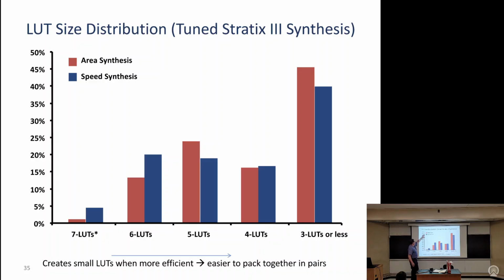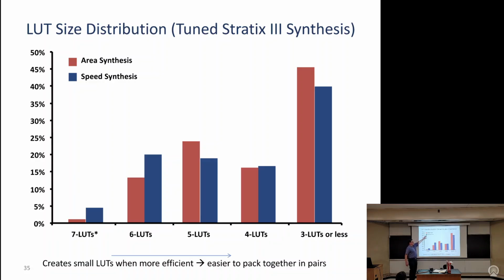If we optimize for area, basically the synthesis tool is told it's a little less desirable to use 6-LUTs. Use them if there's a big gain in terms of how many LUTs you need. Use them if you think you're on the critical path, like it's going to reduce the depth of the circuit. But otherwise, try not to use them. So that's what you get with the red bars. So you get fewer 6-LUTs, only about 15%, and more 5, 4, and 3 or less.